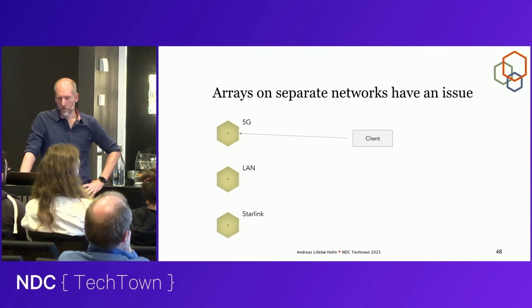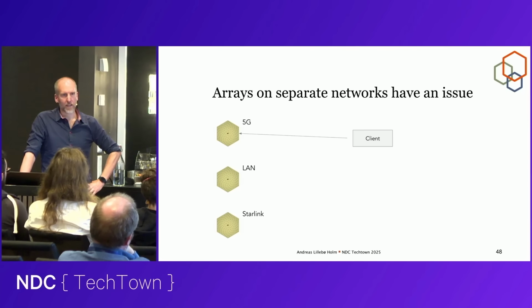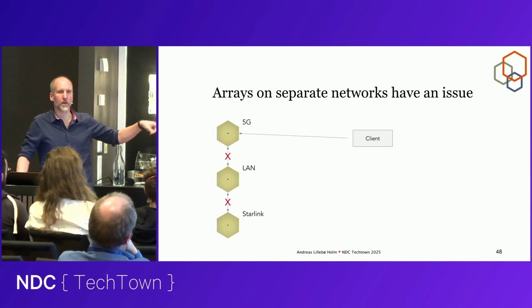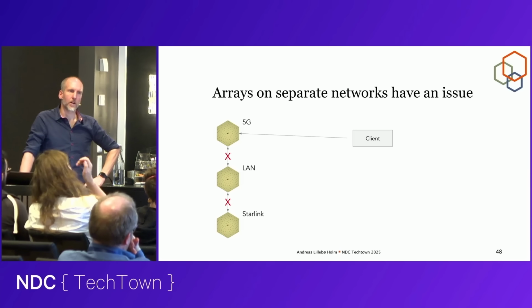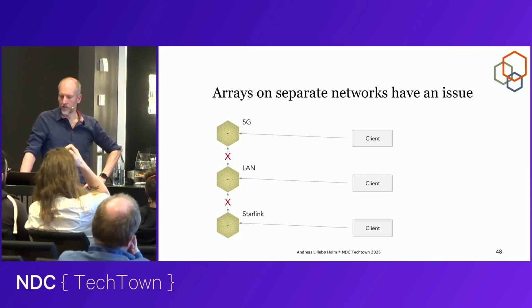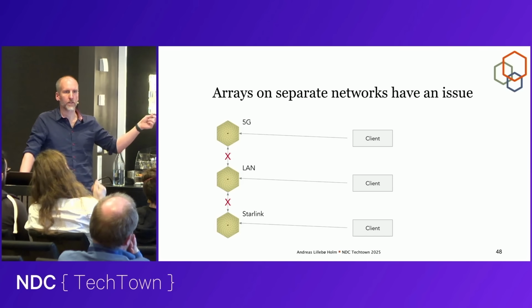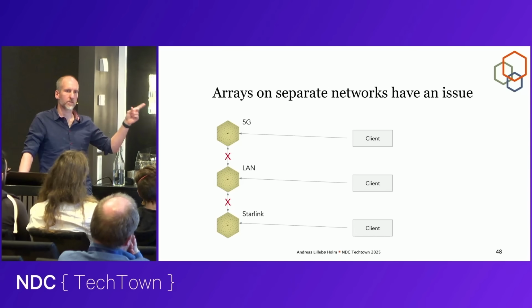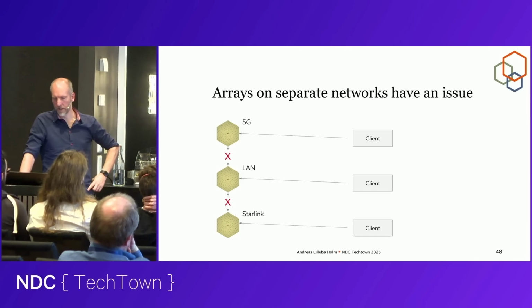But then suddenly we start accessing things on different networks, and they don't really know about each other. And then we start to see that there's an issue. We need to have one client on each of the connected arrays. We can't really combine it.